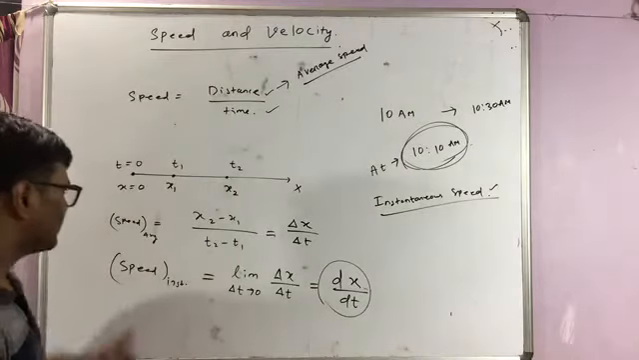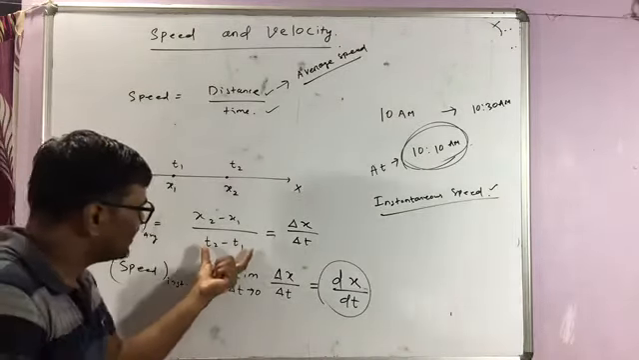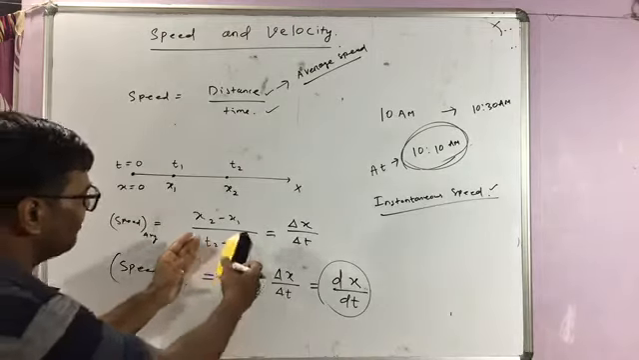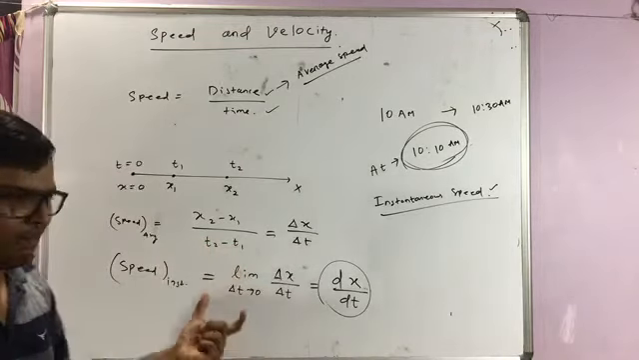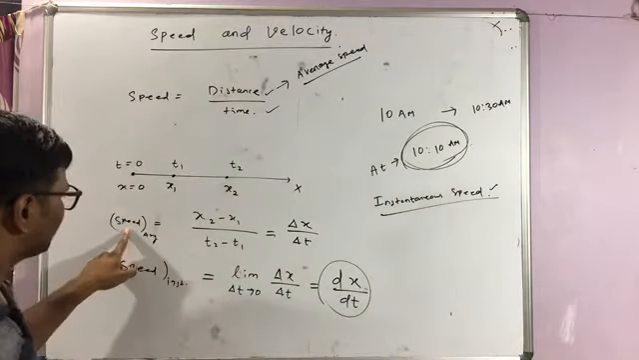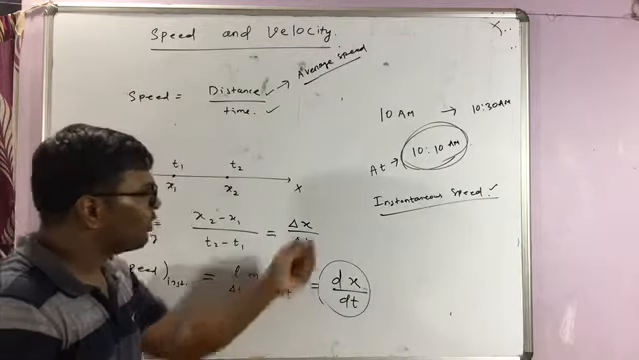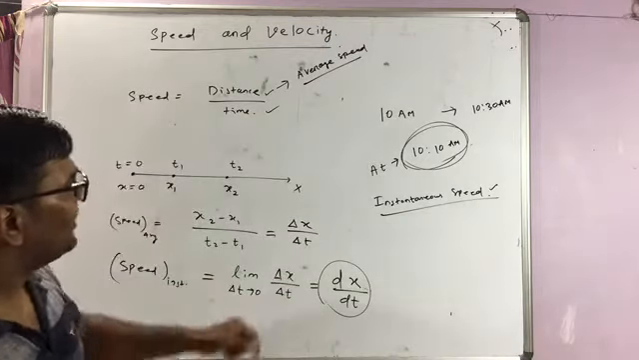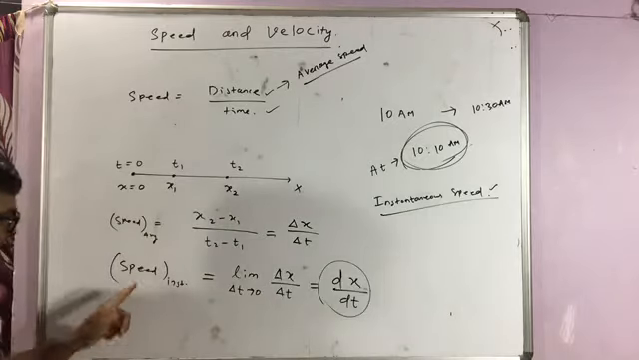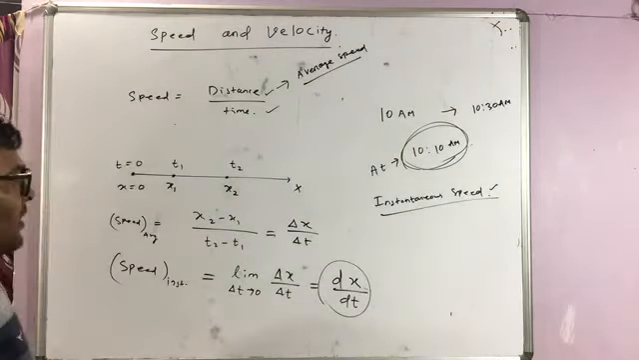Clear? So this is your average speed. Average speed means the time span has a very large gap. A remarkable gap of time, then the speed is called your average speed. But if the time span is very, very small, meaning you are asked to find the speed at a particular instant of time, then that speed is called your instantaneous speed, and the formula is here.